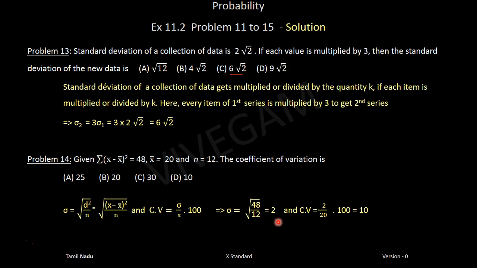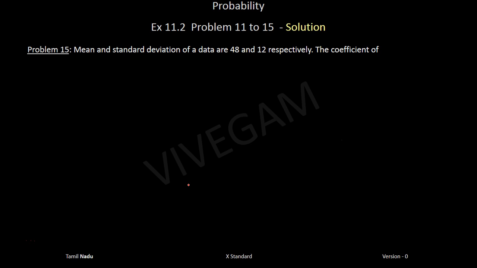And the coefficient of variation is basically sigma divided by x bar into 100. Sigma is 2 and x bar is 20. So it is 2 by 20 into 100, that is 20 will go 5 times, 5 into 2 is 10. Therefore it is option D. Okay. Right.